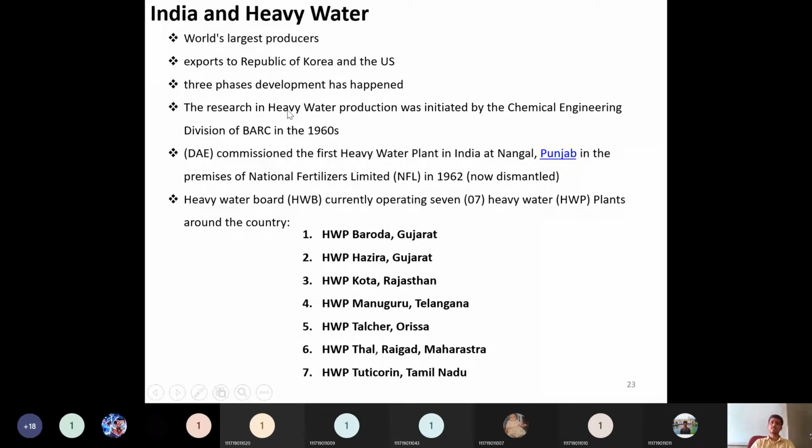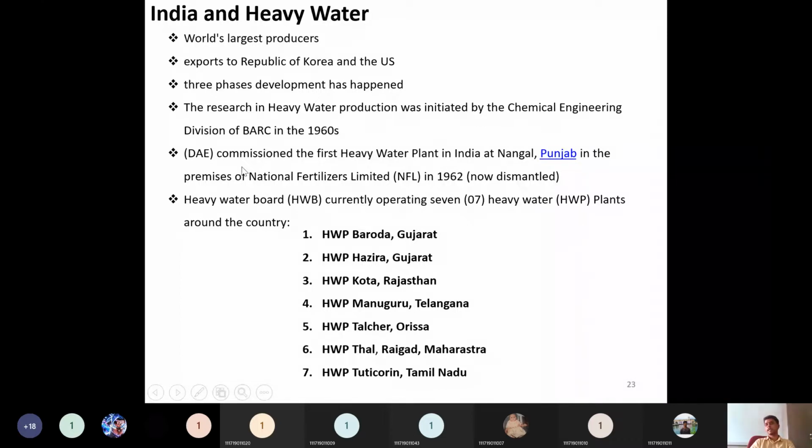Research in heavy water production was initiated by the chemical engineering division of the Bhabha Atomic Research Center in the 1960s. So in the 1960s, the origin of heavy water production was started by the Bhabha Atomic Research Center, especially its chemical engineering division. We can proudly say that we chemical engineers are the starters in India of heavy water research and production.